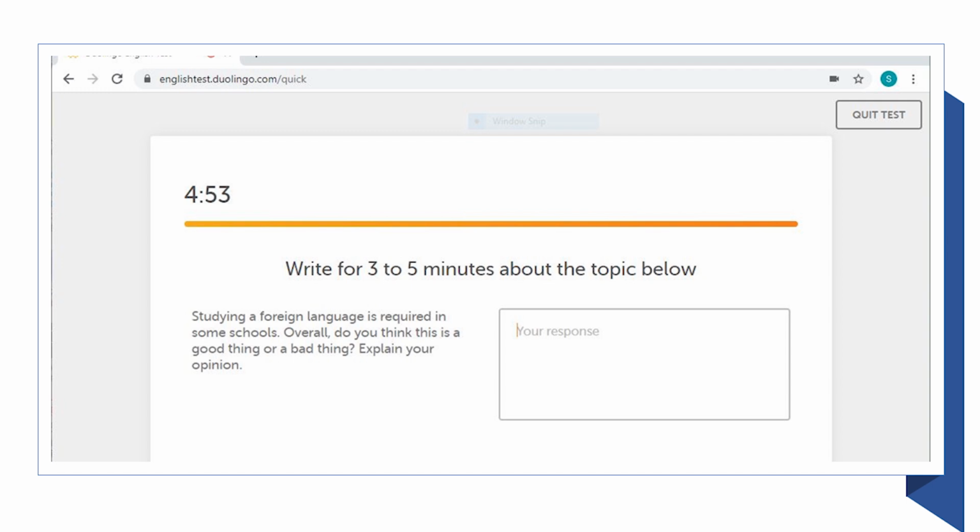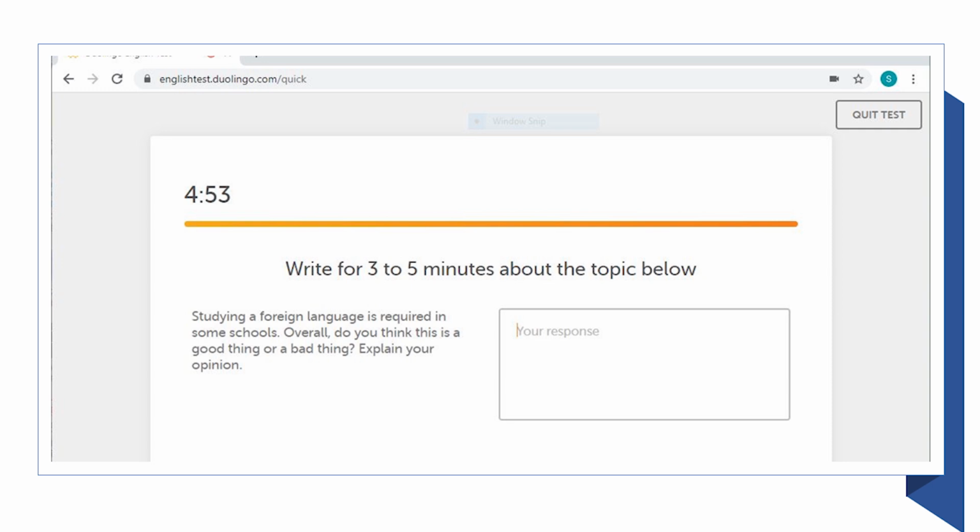Now, in other English tests, for example, the IELTS essay, you have time to prepare a well-structured essay. This tells you to write for 3 to 5 minutes about the topic. This is sort of a free write. You really don't have time to truly structure an essay, truly come up with your thesis statement, your topic sentences, your examples. You have to change the way you think about this.